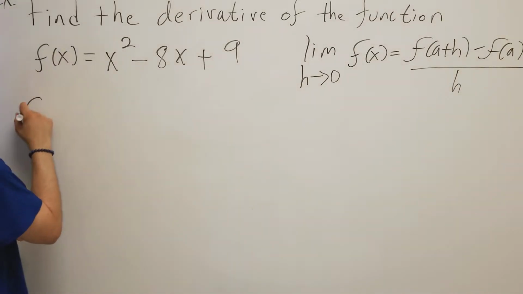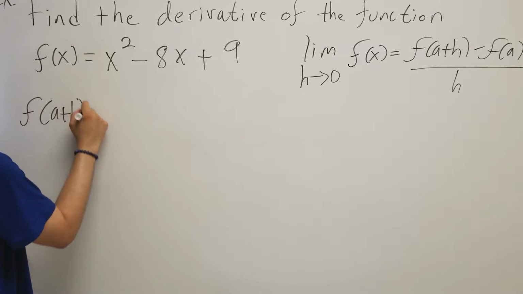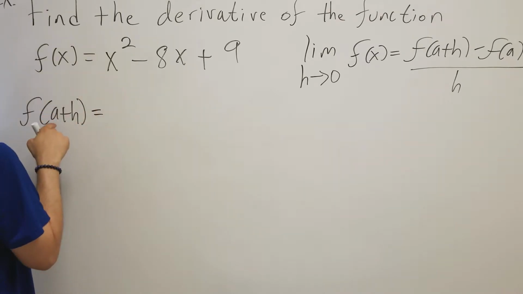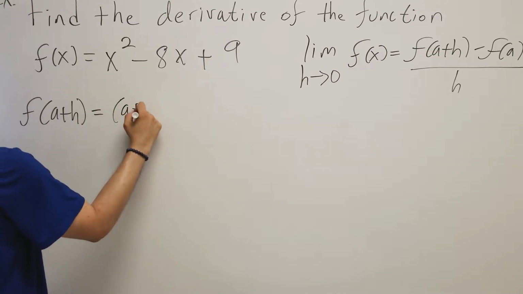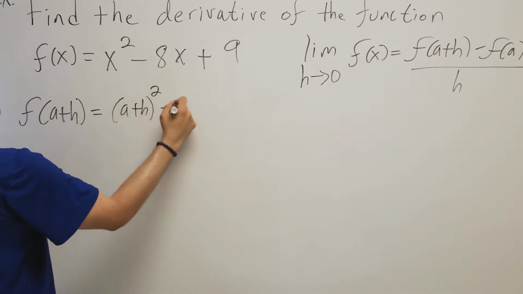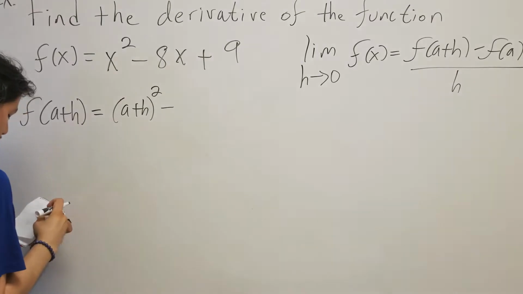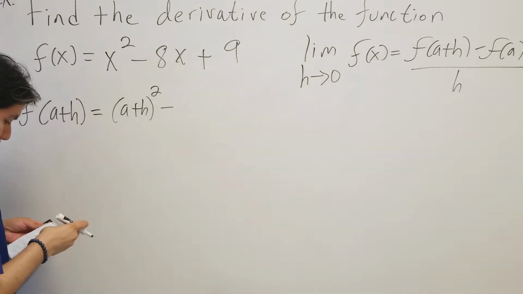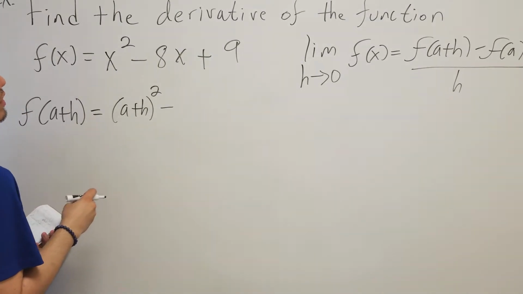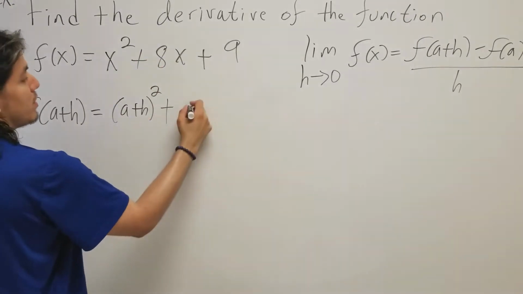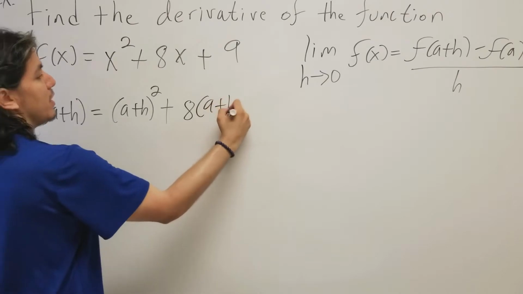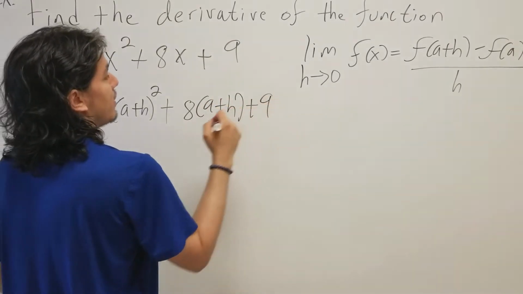What is f of a plus h? Wherever I see an x, I'm going to plug in an a plus h. So parentheses a plus h is getting squared minus, oh, I made a mistake. It's actually plus. Sorry. So this is plus 8 times a plus h, plus 9.